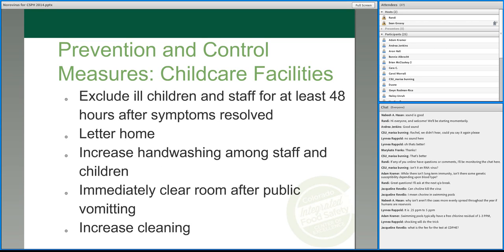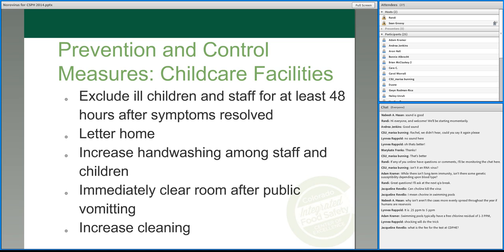So in child care facilities, exclusion is very important as well, excluding ill children and staff for at least 48 hours after their last symptom resolved. Oftentimes letters are sent home, both to notify families that they're experiencing gastrointestinal illness at the facility and remind families of the exclusion policies. These facilities should have policies in place of when it is acceptable and not acceptable to send your child to child care with certain symptoms. So this is a good time for facilities to remind parents of what their policy is.